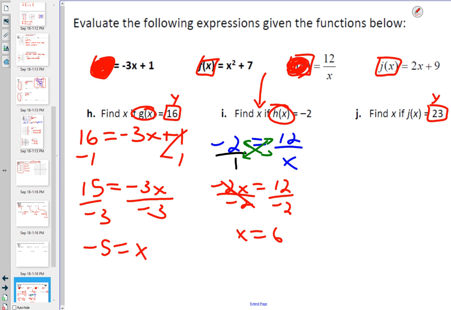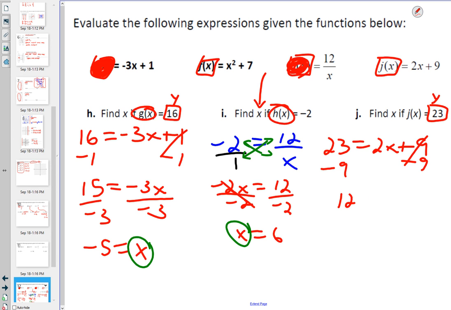Notice how in each case, what variable are we solving for here? Which variable are we solving for here? X. Finally, the last one. 23 is equal to 2x plus 9. Put in the 23 where the J of x is. Minus 9 minus 9. 12 is equal to 2x, divided by 2. 6 equals x.